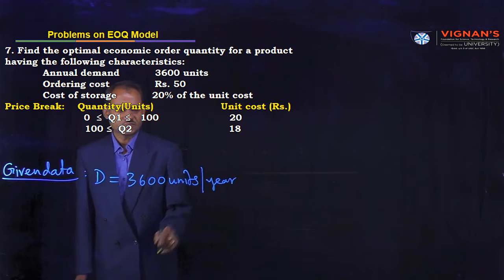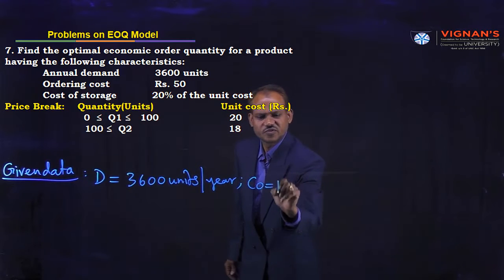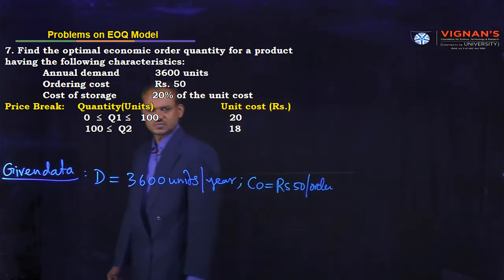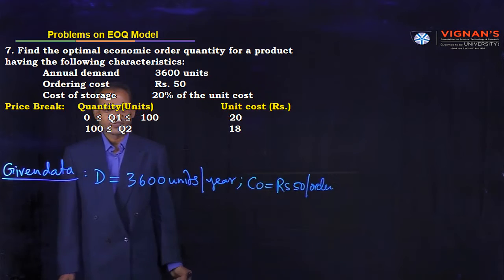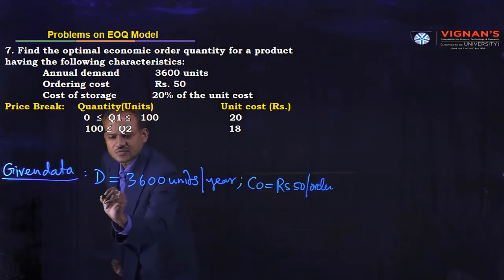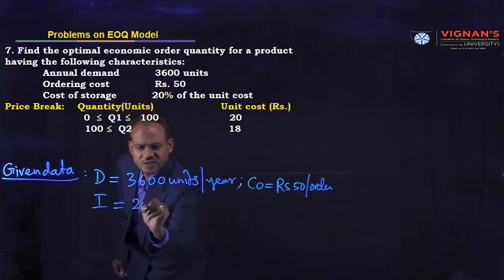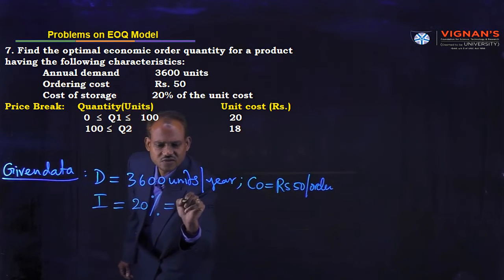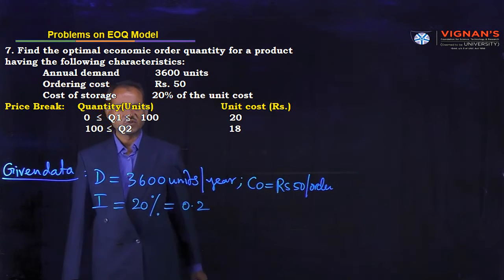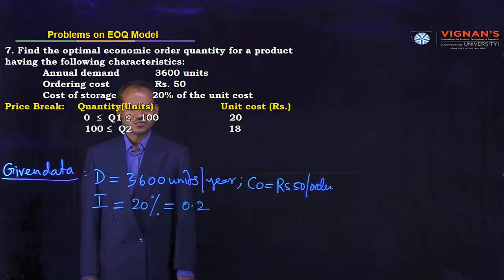Ordering cost is C naught, 50 rupees per order. The ordering cost is the same in every order. That is the assumption. Cost of storage in terms of percentage is given, so blindly you can assume this value as I value. 20% of the unit. 20% means 0.2. I value is given as 20%. 20% means 20 by 100, 0.2.